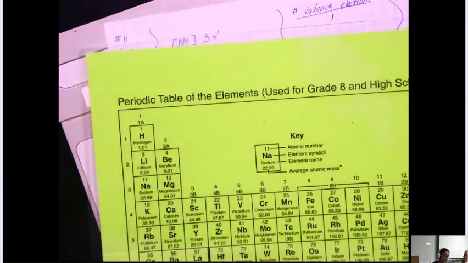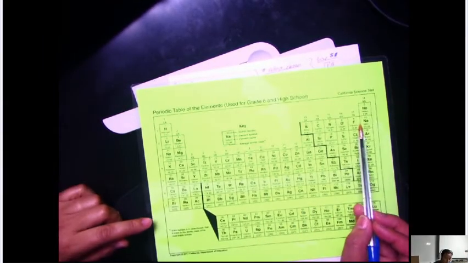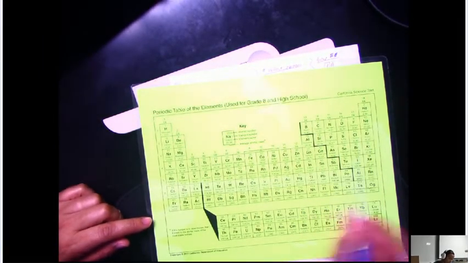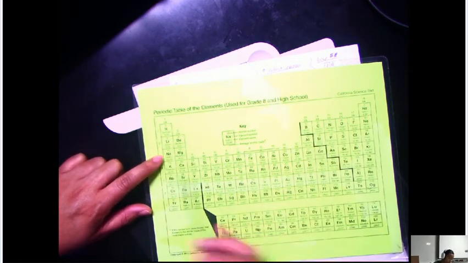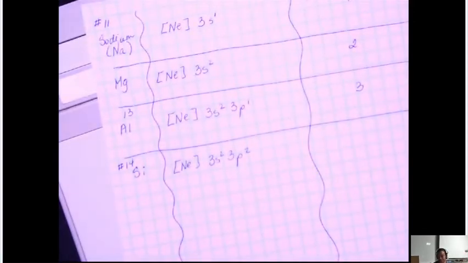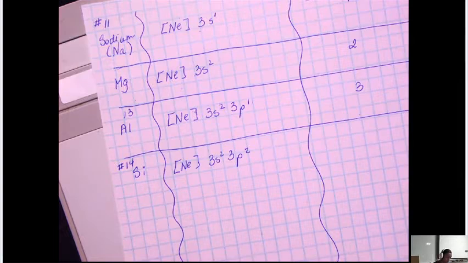We had neon. Okay, then we go to the next line, which is your level 3. So you need to write everything through your silicon. So it's 3s2 and then 3p2. How many valence electrons? 4. 2 plus 2 is 4.